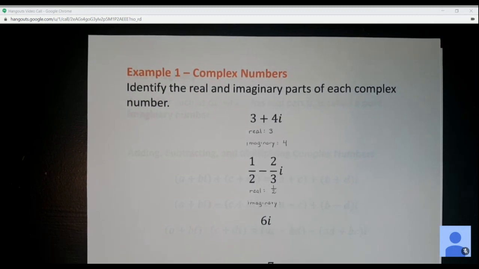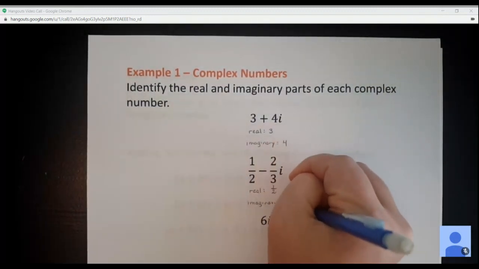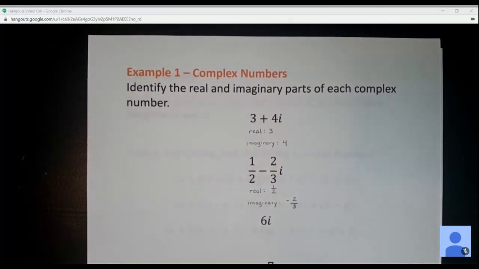Because we want to make sure we're keeping the sign with the value. So our imaginary part this time is actually going to be a -2/3. So that's the key here, is just make sure if there is a negative or a subtraction, just keep that sign with the value. Any questions on that one?